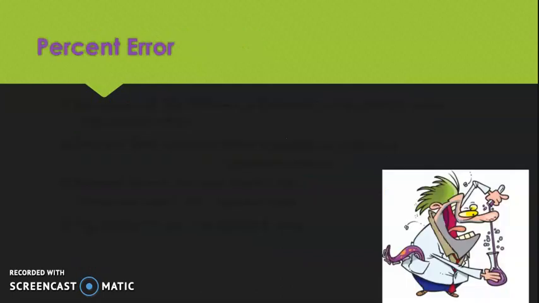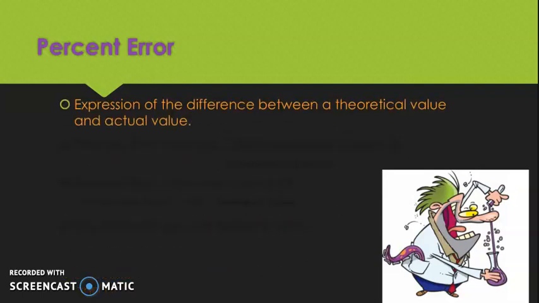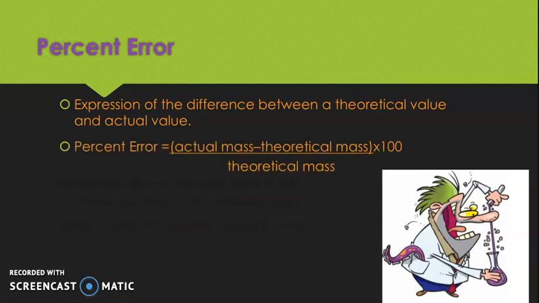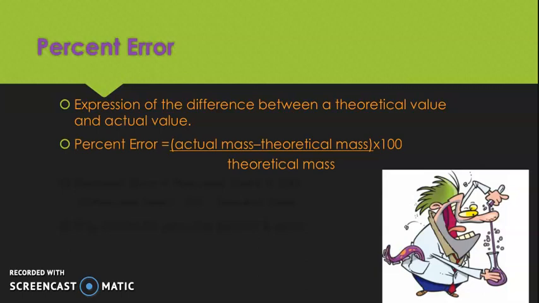The other thing we can do with percent yield is percent error. So it's kind of the opposite. It's how far away you were. What we do is take the difference between your theoretical value and your actual value. So for percent error, you do the actual mass minus theoretical mass. Remember, the actual mass is what you get in your experiment, minus what you should have gotten based on your stoichiometry calculations. You would do that first. Then you would take that divided by your theoretical mass and times 100.